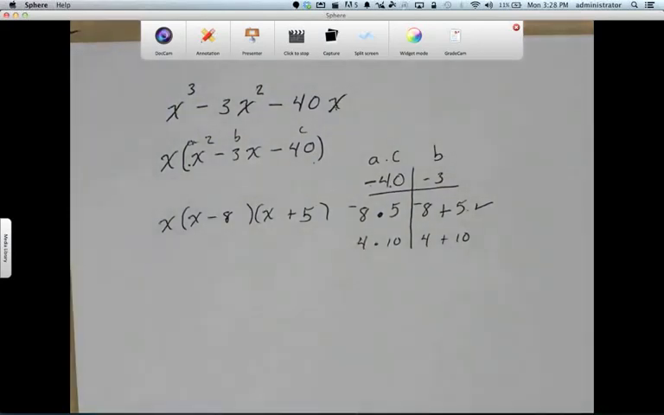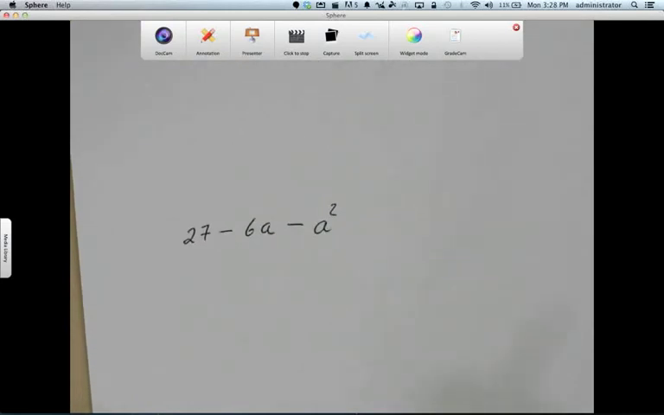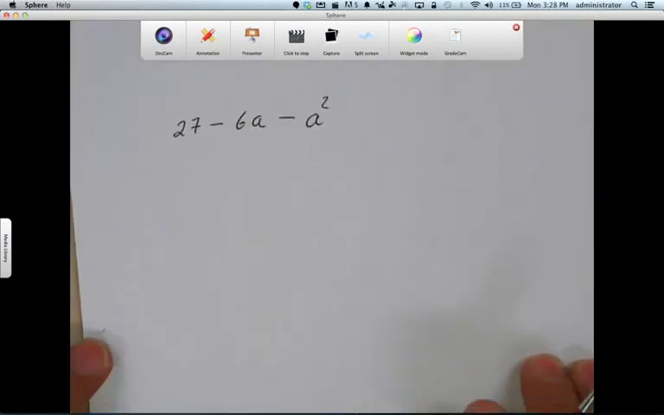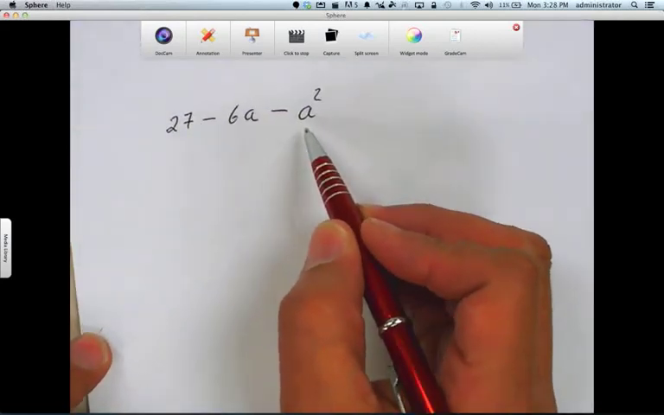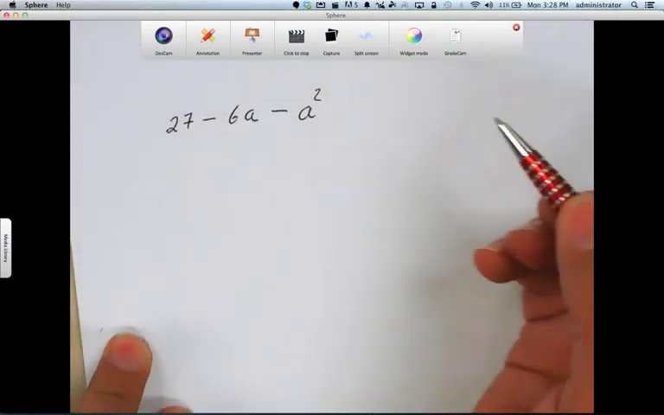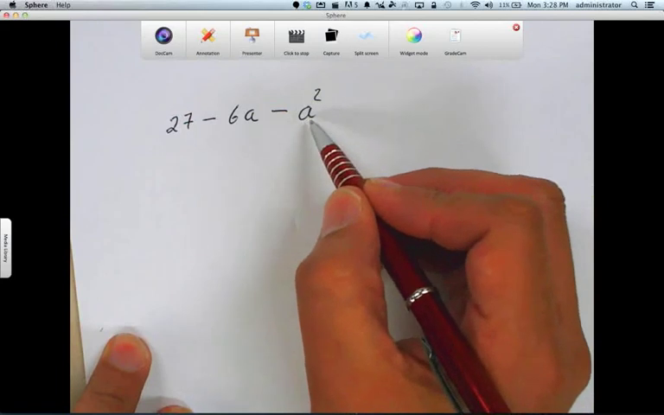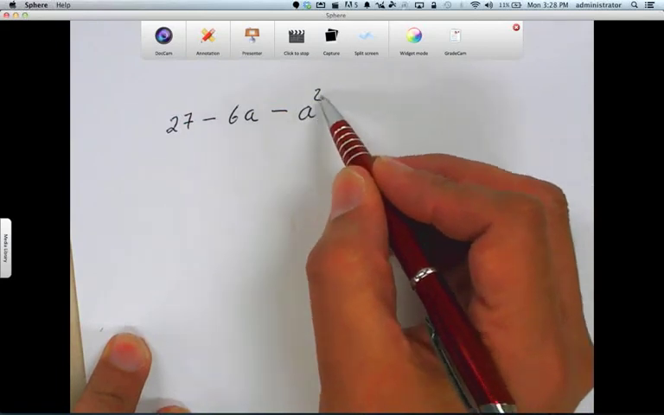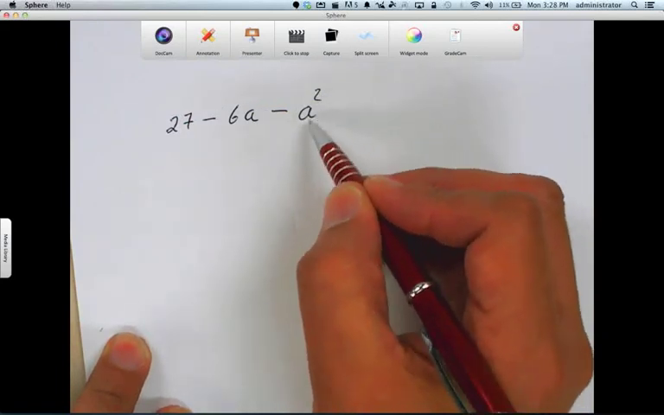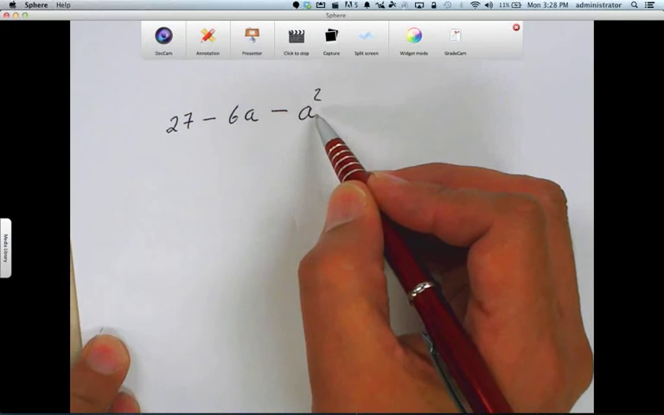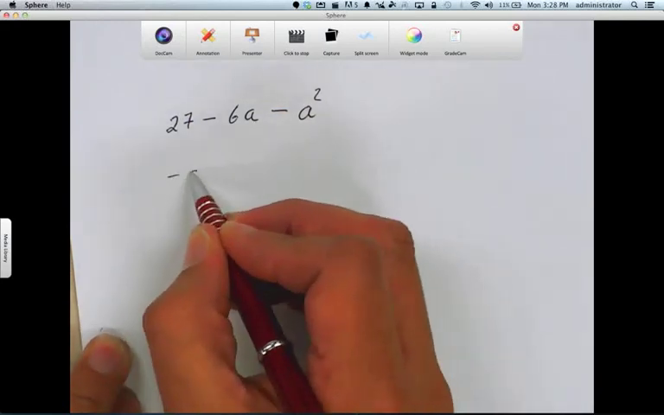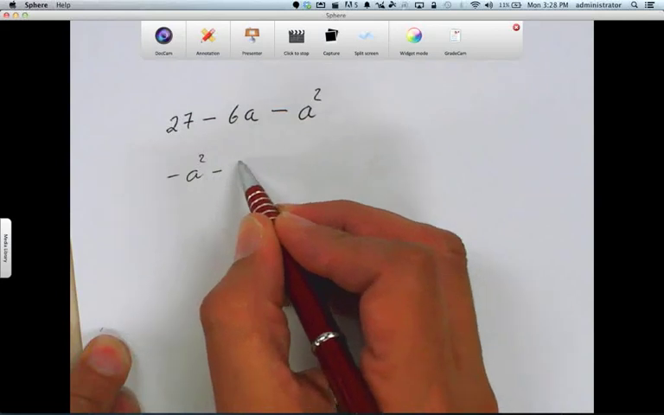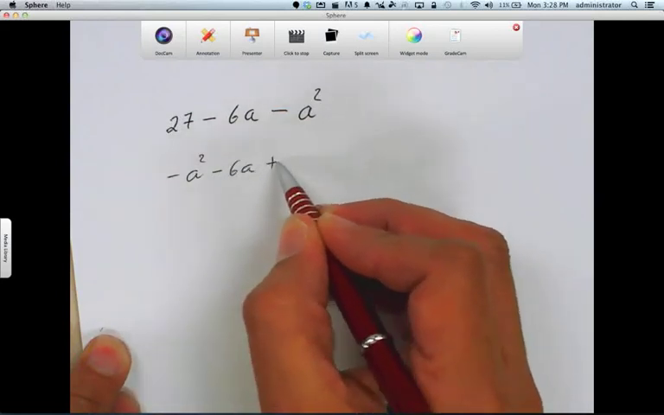All right. The other problem that we're going to take a look at is one where we have 27 minus 6a minus a squared. But here, most students will say, well, I haven't seen this problem before because the a squared is in the back. Well, what you want to do is rewrite the problem. So I have negative a squared minus 6a plus 27.